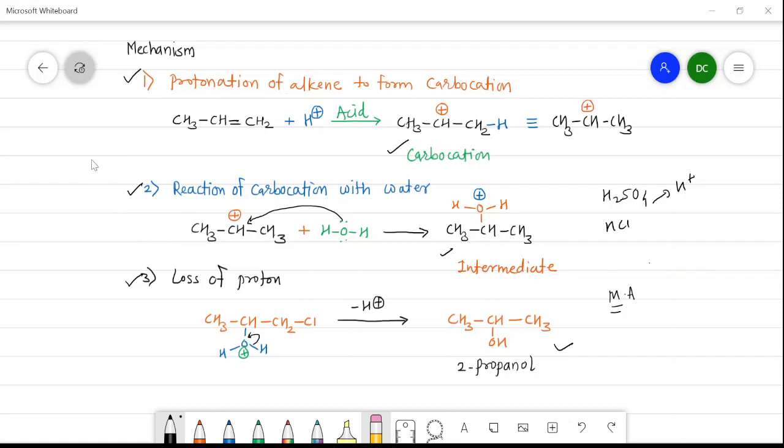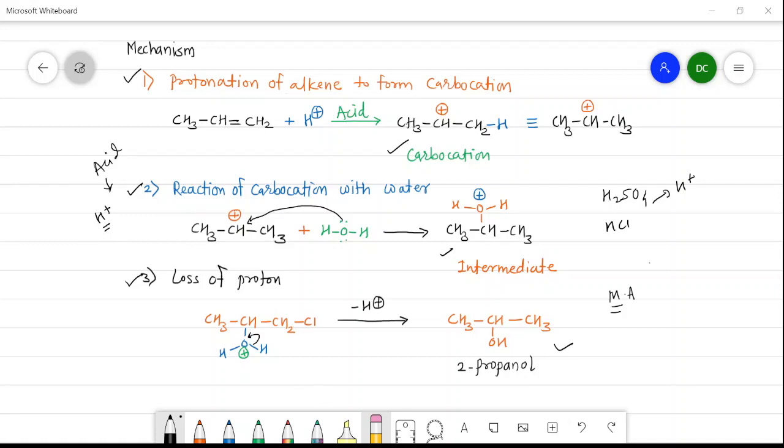In this mechanism, we have to remember the presence of acid. It provides the H plus ion. So in the hydration reaction, the H plus ion comes from the acid, that is from the catalyst. It is the key step in the hydration reaction.